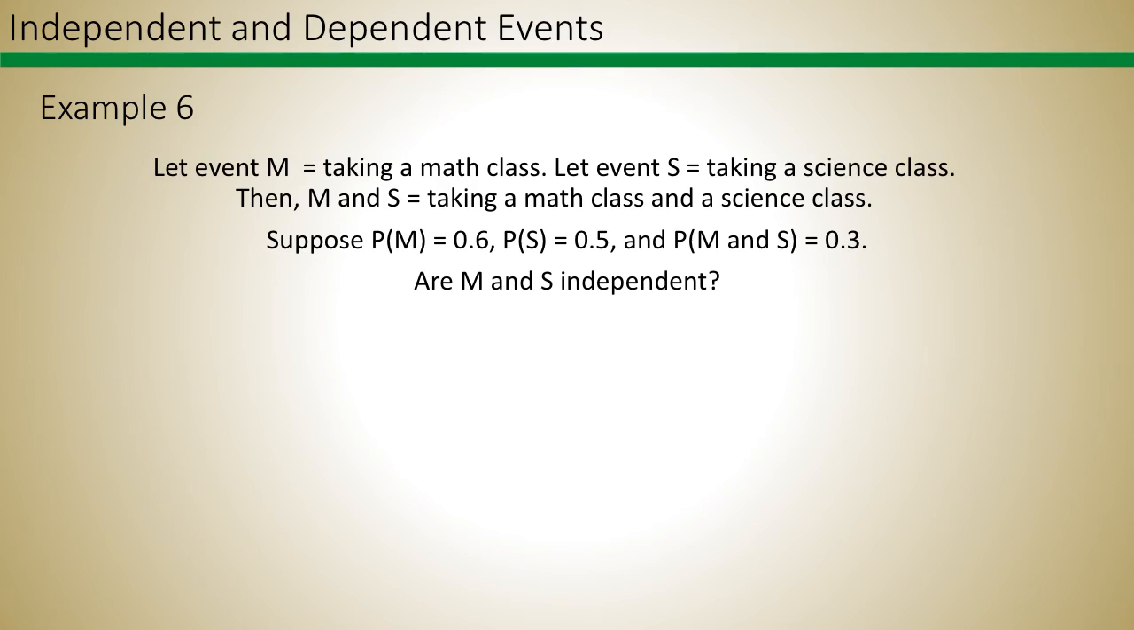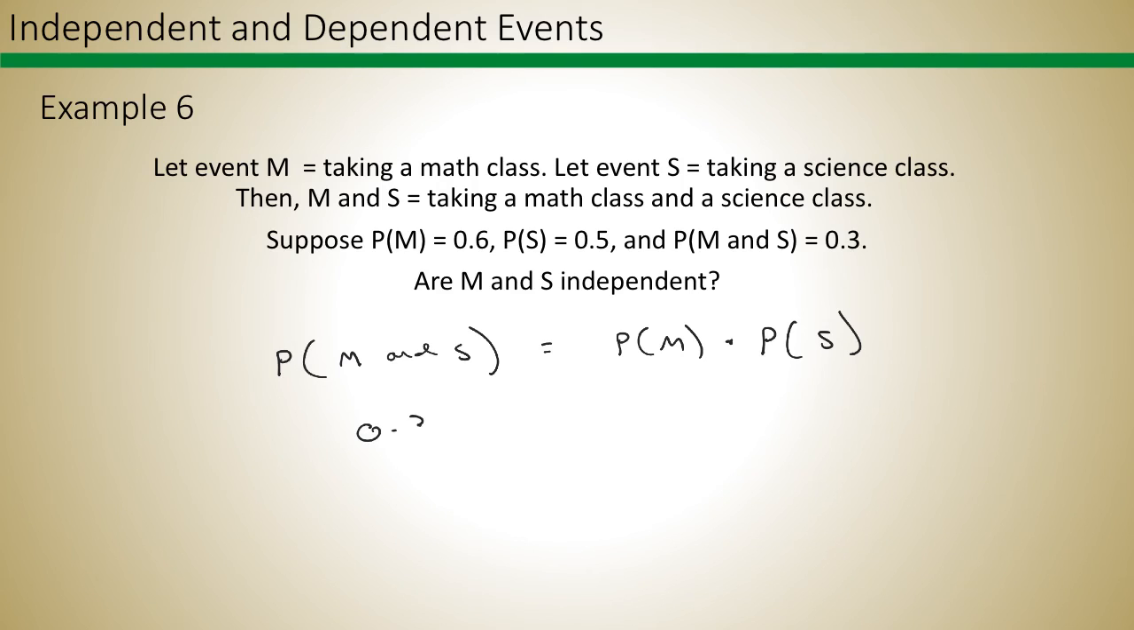So here's an example. It says let event M equal taking a math class, let event S equal taking a science class, and M and S is taking a math and a science class. Then it says, suppose that probability of M is 0.6, S is 0.5, and M and S is 0.3. Are these events independent? So the formula is this: probability of M and S equal to probability of M times probability of S. And we're just going to plug these things in.